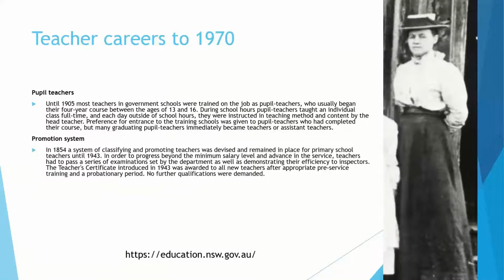The promotion system from 1854 is a system of classifying apprentice teachers and remained in place until 1943. In order to progress beyond the minimum salary level and advance in the service, teachers had to pass a series of examinations set by the department, as well as demonstrating their efficiency to inspectors. The teacher certificate introduced in 1943 was awarded to all new teachers after appropriate pre-service training and probationary period. No further qualifications were demanded.